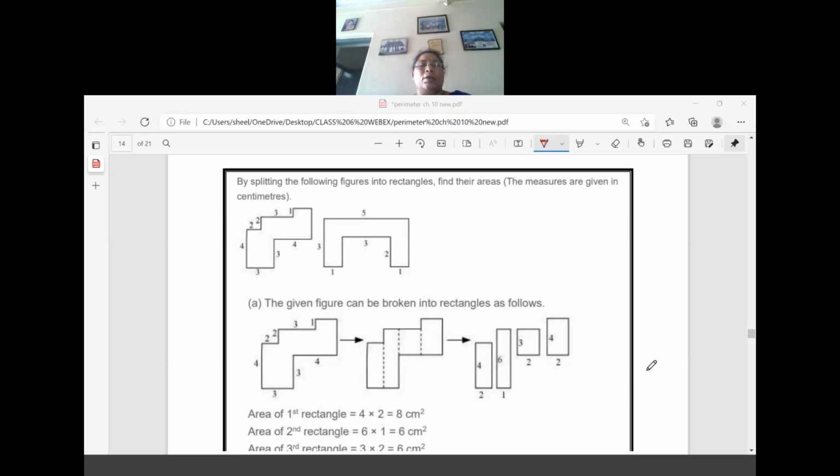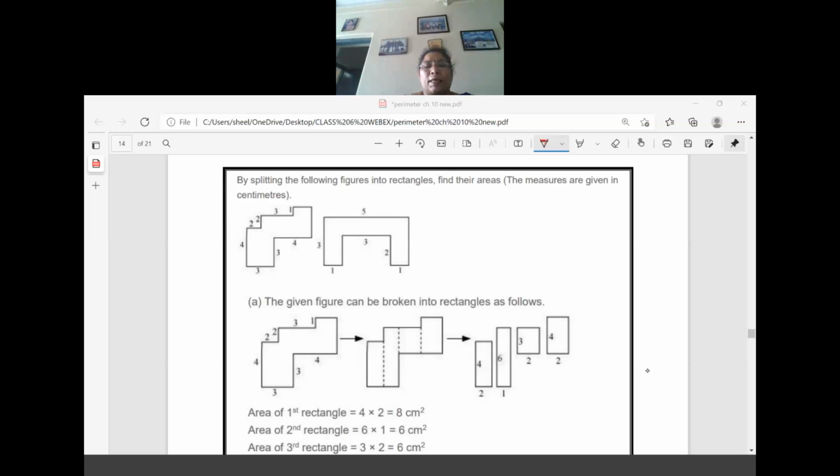Already you have seen this question, number A. We cut the figure with a line like this. See, the break is here, have you seen this one? From there we draw the perpendicular line and divide it into rectangles. Here also we can add a line like this, and then we get one more rectangle. Here the break is here, so we can go for another rectangle. So we get rectangles, one, two, three, four. You can see it in the diagram.